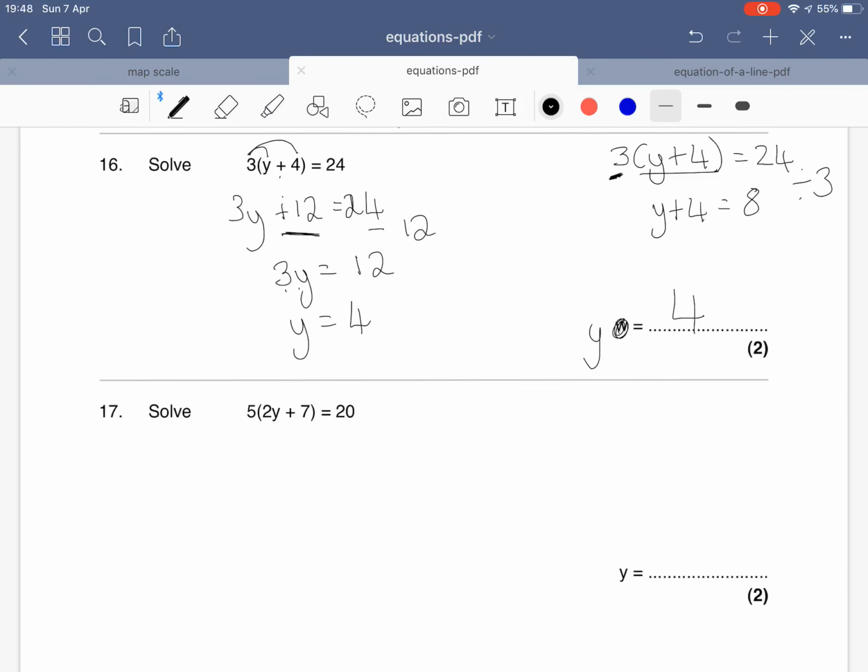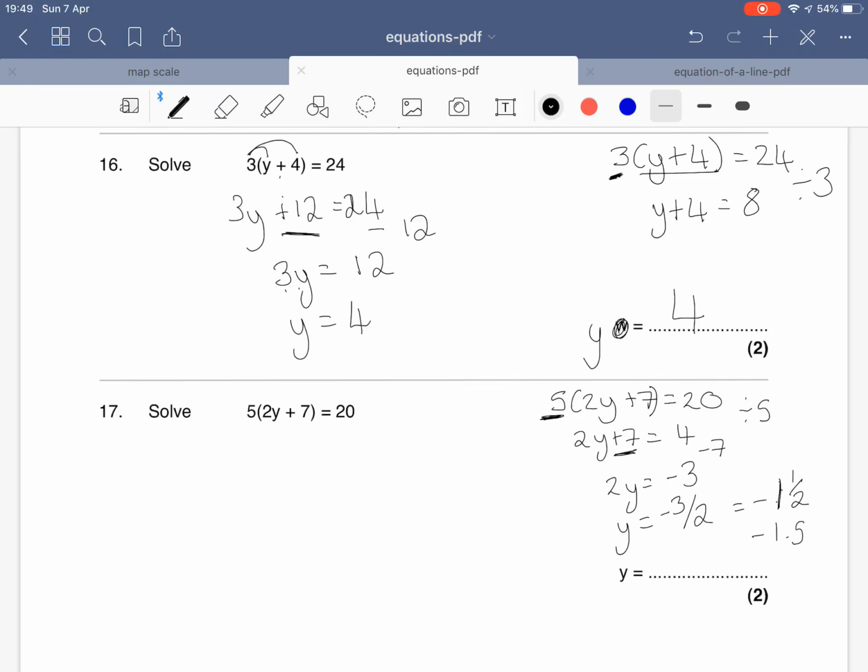So I'll do this one again both ways. I'll do this way first. So we can divide by 5 first because it means 5 times all the brackets. So if I divide by 5, I get 2y plus 7, 20 divided by 5 is 4. Now I can subtract 7. So I got 4 subtract 7 is minus 3. Oh, this is not a nice one. And then y is minus 3 over 2. Or you can see that minus 1.5.